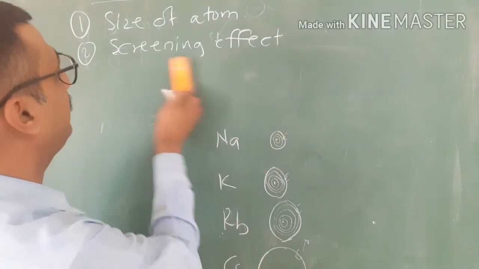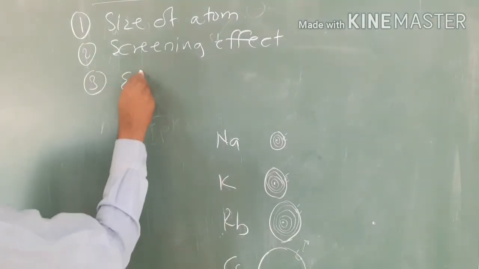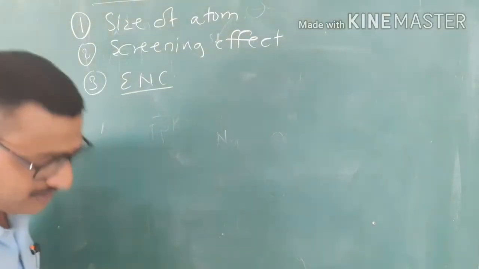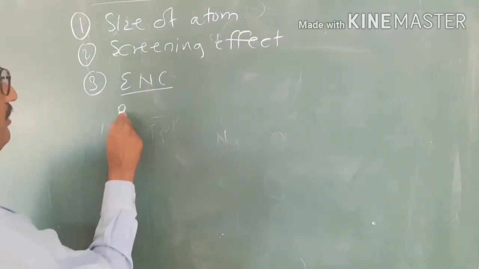The third factor is the effective nuclear charge. Effective nuclear charge means what? Let's have an example of period number 2 elements.